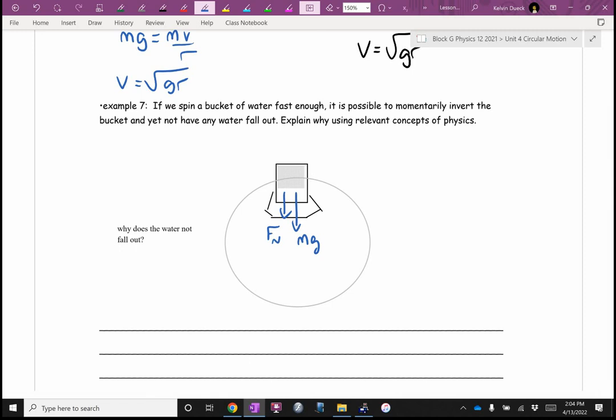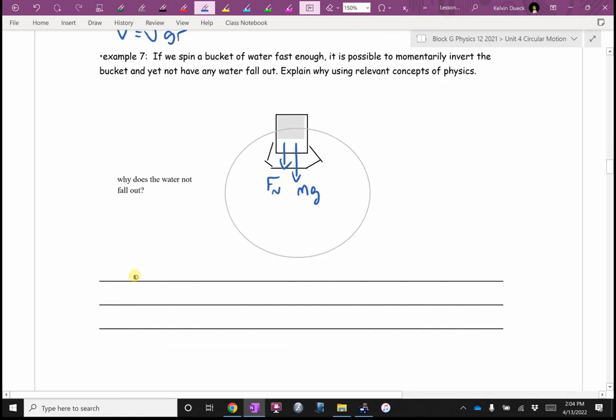So what path are we tracing out? Which way is the winning direction? Toward the center. Who's winning? They both are. We get this: mg plus Fn equals m v squared over r, because I think I'm going to be talking about how fast, not how long it takes to go around. That's ma, centripetal.